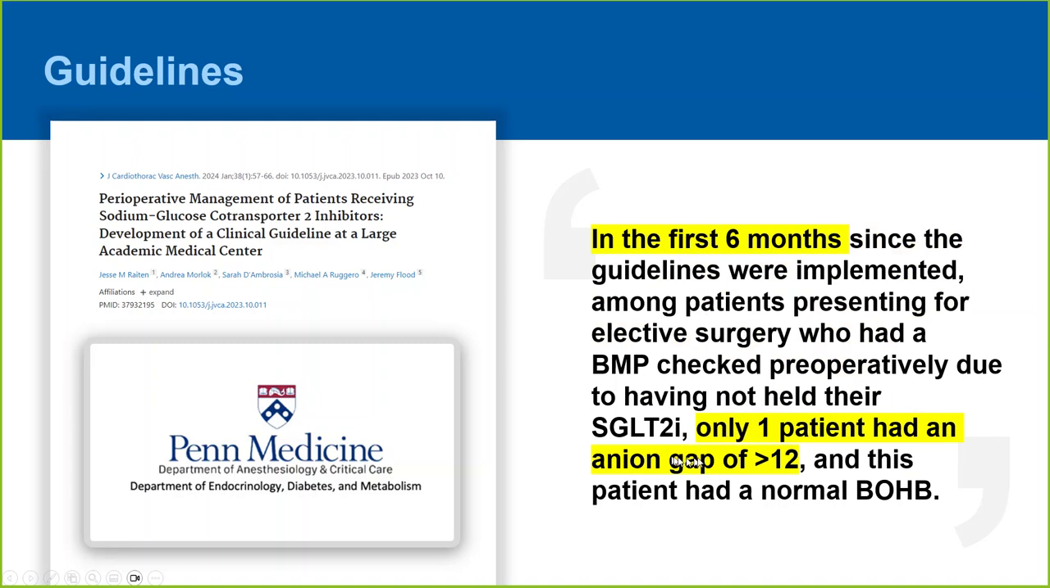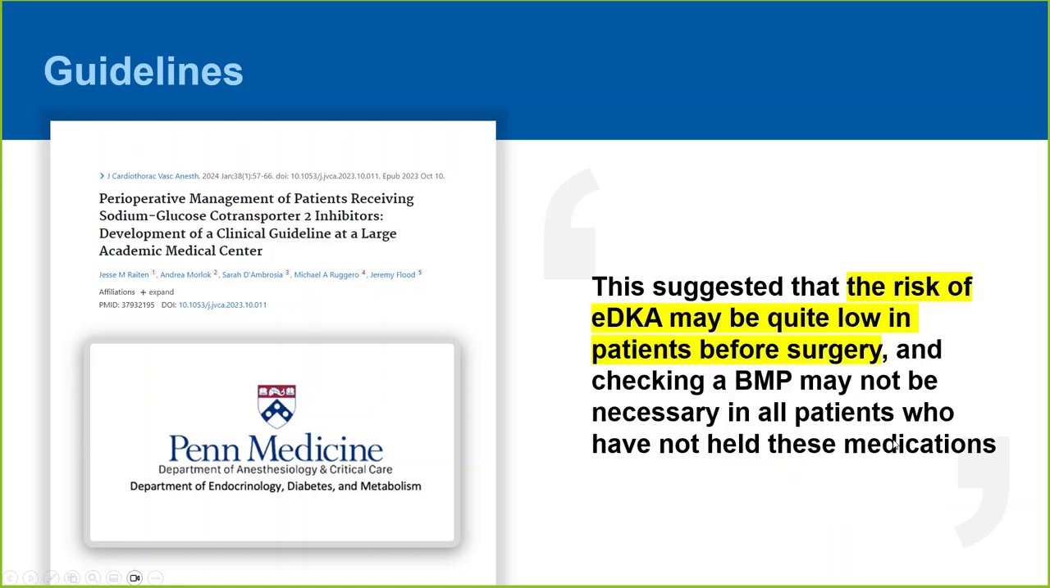They note that in the first 6 months since the guidelines were implemented, only one patient ended up having an anion gap of greater than 12, and this patient had a normal beta hydroxybutyrate, and that this suggested that the risk of euglycemic DKA might be quite low in patients before surgery, and that checking a BMP may not be necessary in all patients who have not held these medications.